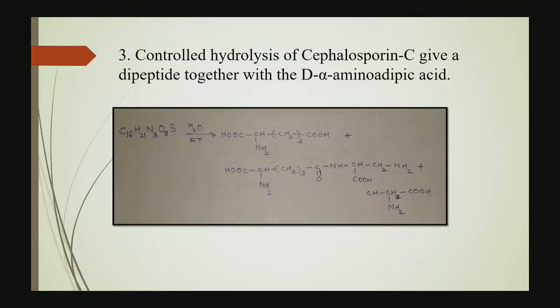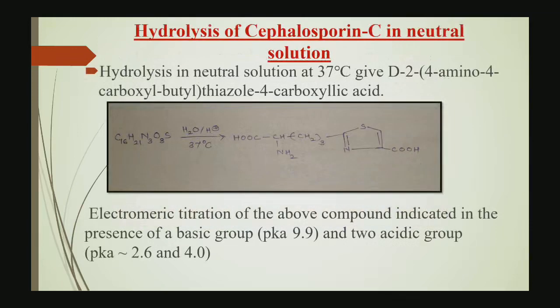Our next slide is about hydrolysis of cephalosporin C in neutral solution. Hydrolysis in neutral solution at 37 degrees Celsius gives D-2-(4-amino-4-carboxybutyl)thiazole-4-carboxylic acid. Here we see the reaction in which we get the above compound.